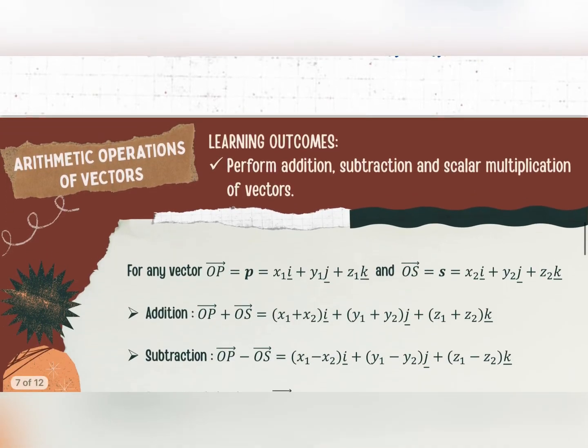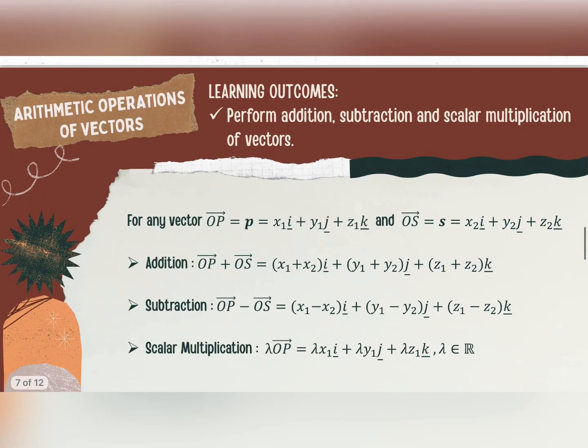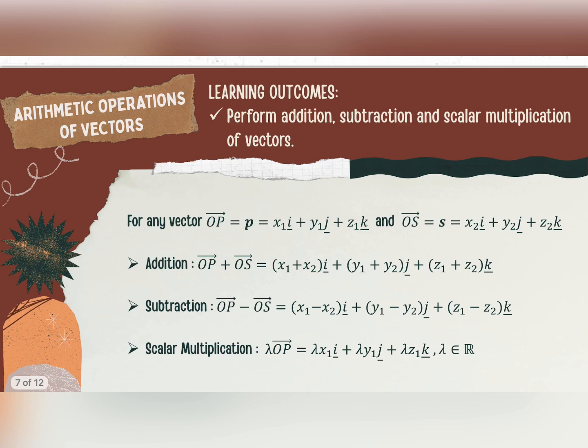Okay, now kita pergi kepada the third learning outcome. So the third learning outcome is perform addition, subtraction and scalar multiplication of vectors. So kita hanya belajar operasi sahajalah. So tambah, tolak dan juga darab of a scalar.